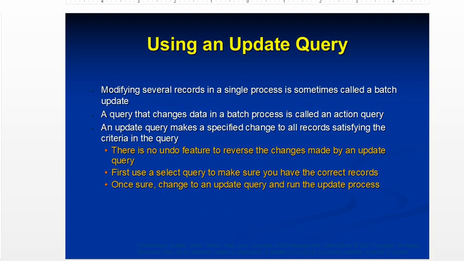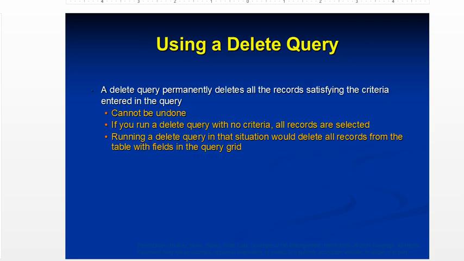Using an update query, so modifying several records in a single process, is sometimes called a batch update. Be careful about the terminology. A query that changes data in a batch process is called an action query. An update query makes a specific change to all records satisfying the criteria in the query.